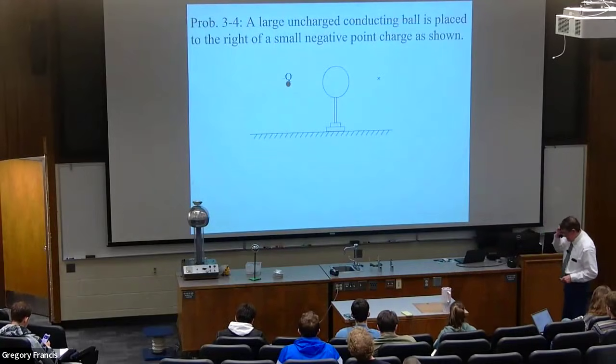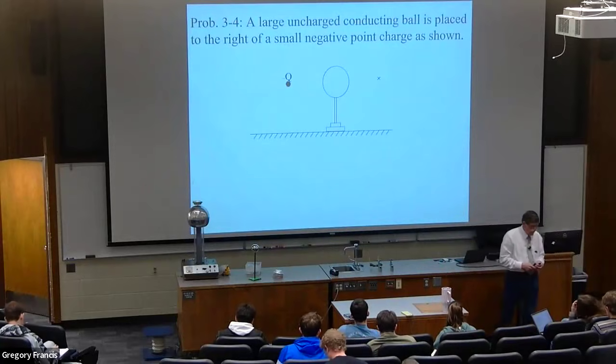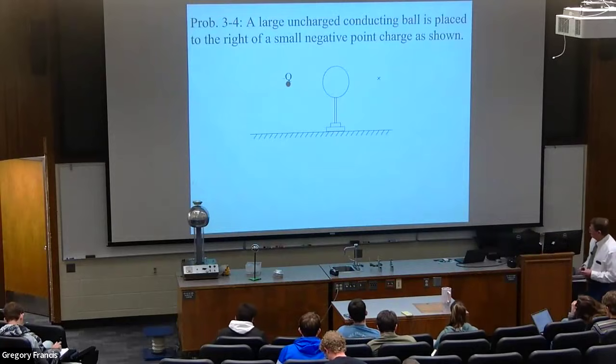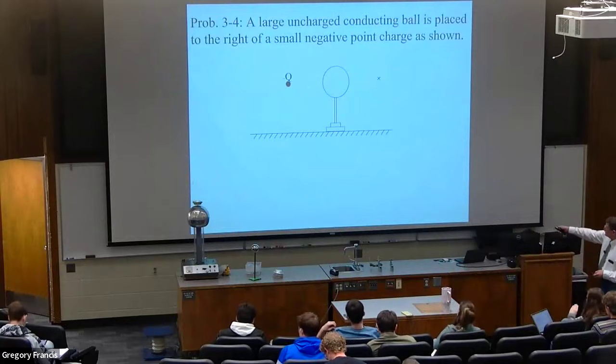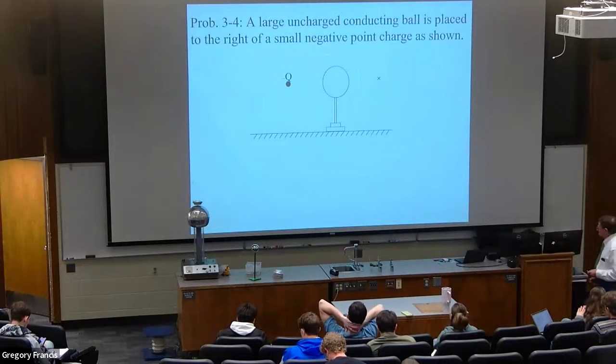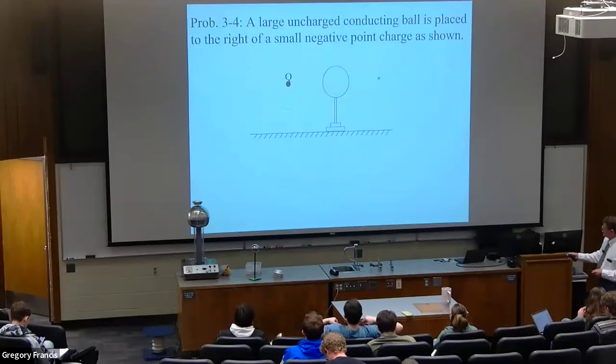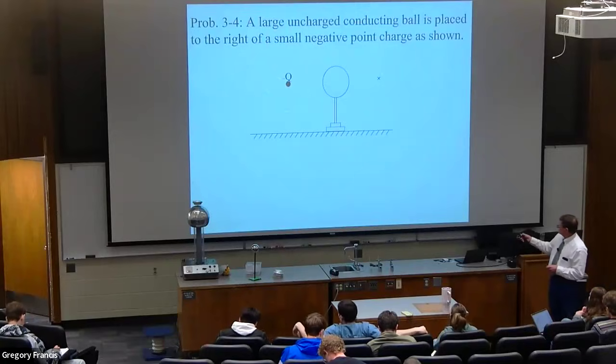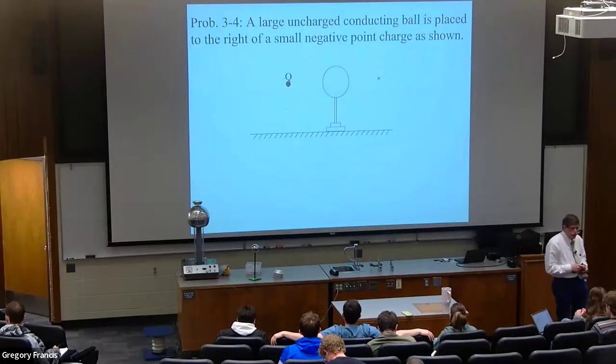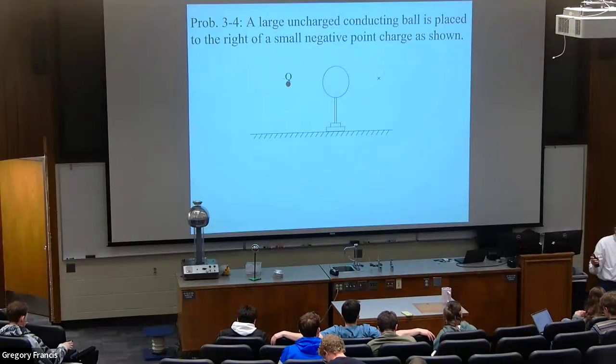Here's a problem that is in your homework. You have a large metal ball that's neutral. I know it's neutral because I touched it. Okay? And then I bring up a negative point charge right here, and I'm asked some questions about this location over here, the X. What's at the X? Nothing. Empty space. The X is just a location, an address.